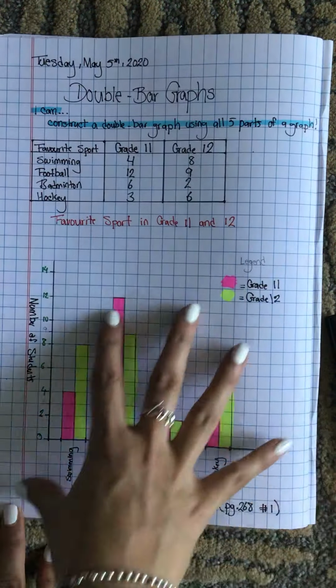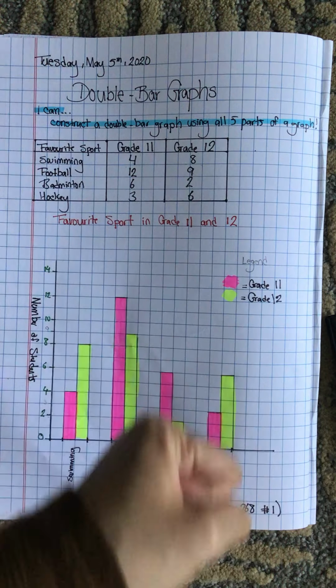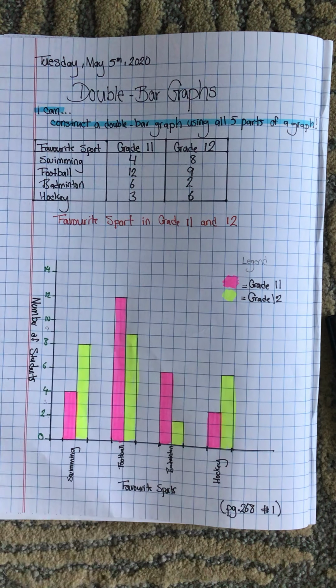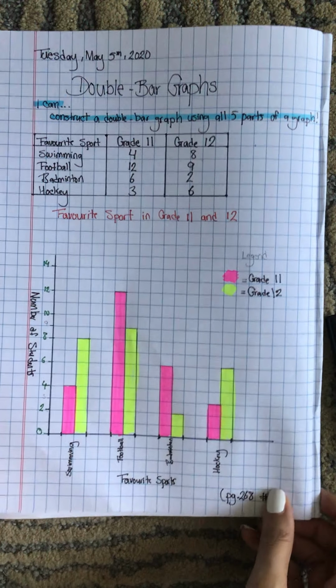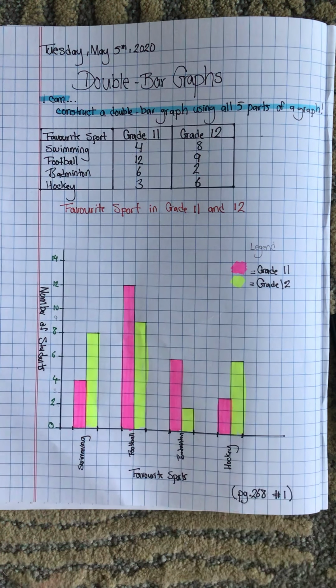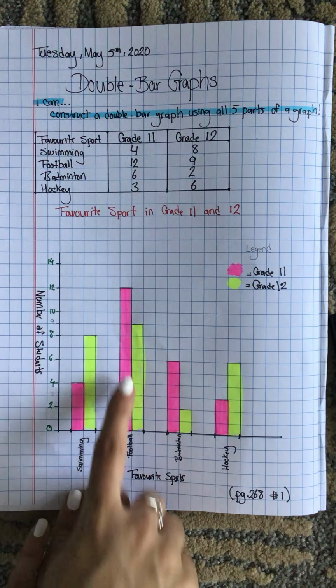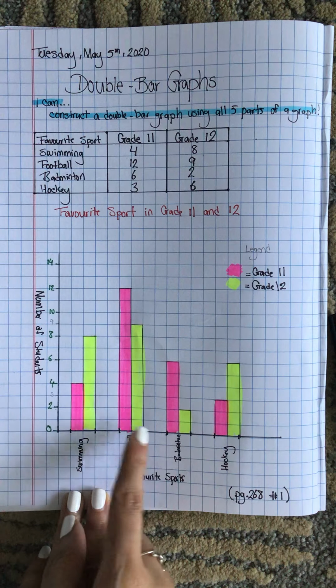It's just looking at a graph and pulling out information that you can see. There's no right or wrong way of doing it. If I asked you, give me one finding, what is one conclusion you can draw? There's so many. You can say that football is the most liked sport for grade 11 and 12s.